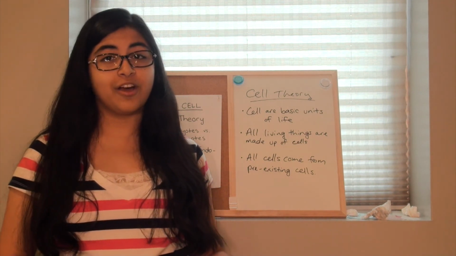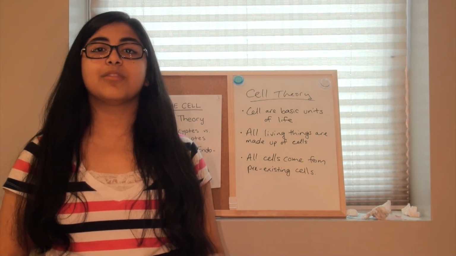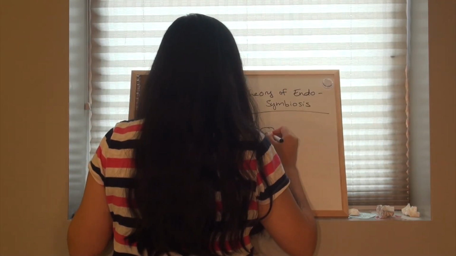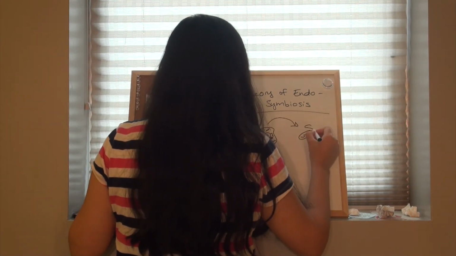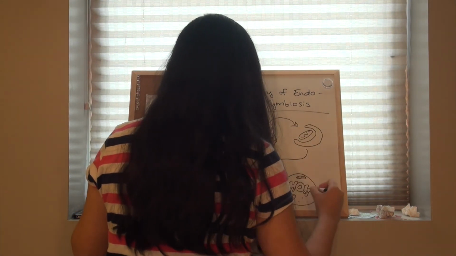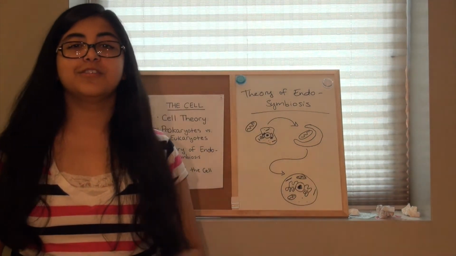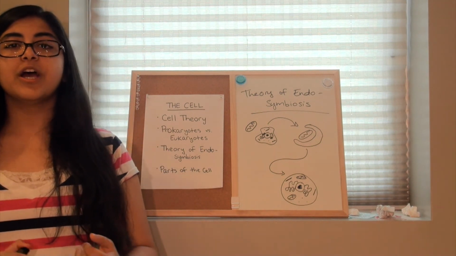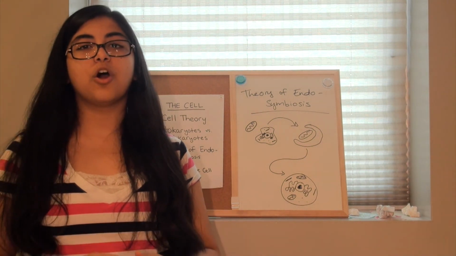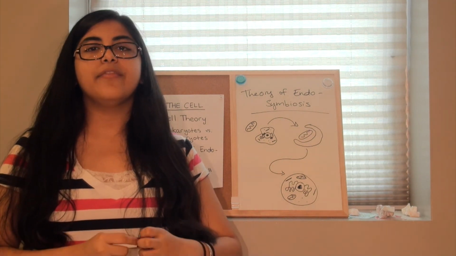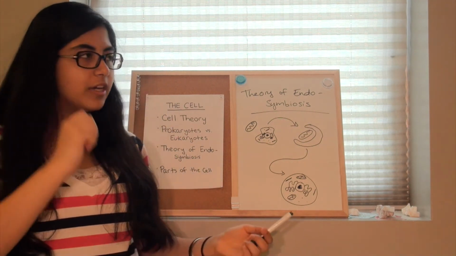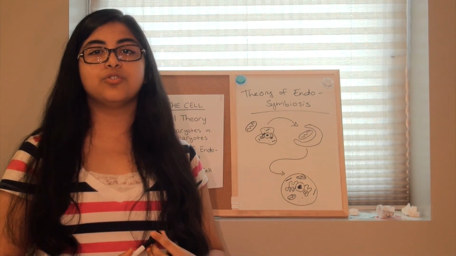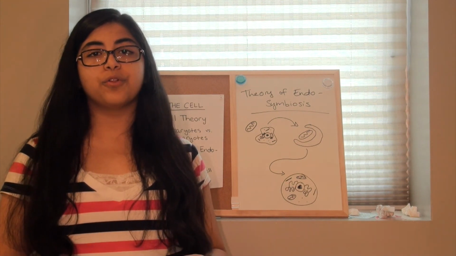Speaking of prokaryotic cells and eukaryotic cells, let's talk about the theory of endosymbiosis. The theory of endosymbiosis states that probable prokaryotes such as the mitochondria and chloroplasts were probably engulfed by a eukaryotic cell and they just evolved to survive together. This could explain why the mitochondria and chloroplasts also are able to self-replicate and have their own nuclear material.